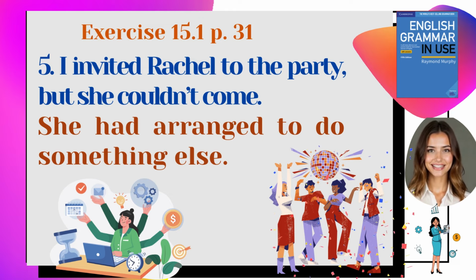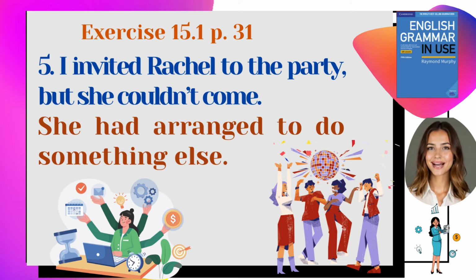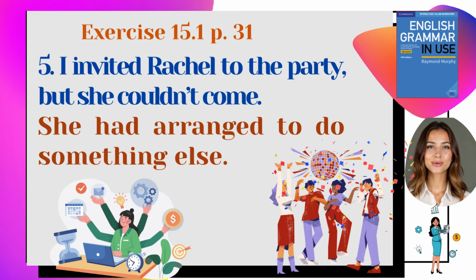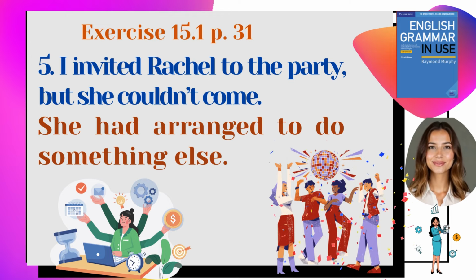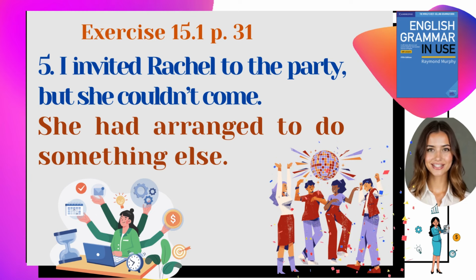The fifth sentence is, I invited Rachel to the party, but she couldn't come. The answer is, she had arranged to do something else. Imagine this. You're throwing a big party. You're excited, you invite your friends, and of course, you invite Rachel too, but she says she can't come. You feel disappointed. Why can't she come? Because Rachel had already made other plans before you invited her.